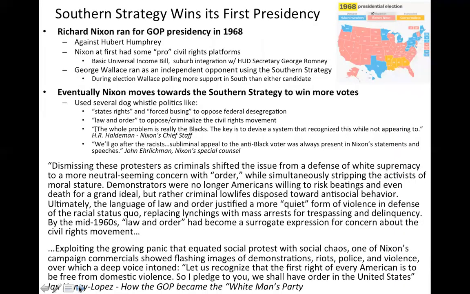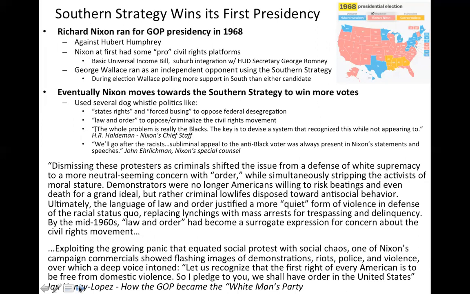So that's when we see the first president actually use this strategy. And that was in 1968, and that's when Nixon, again, was kind of a pro civil rights person before this. He wasn't perfect. There's a lot of issues, but he supported basic civil rights. He supported basic universal income.